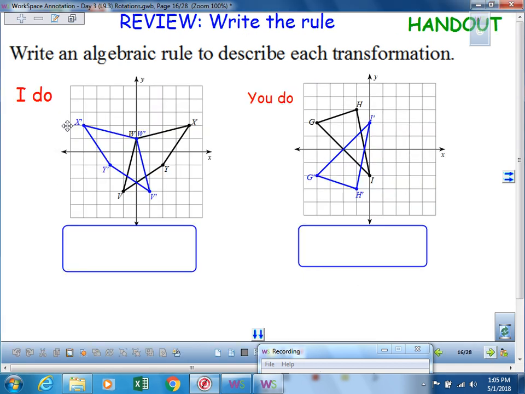What does this one look like? Reflection. Now, the way you can check a reflection is look at the letters.